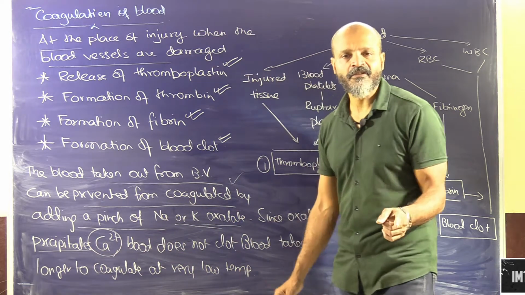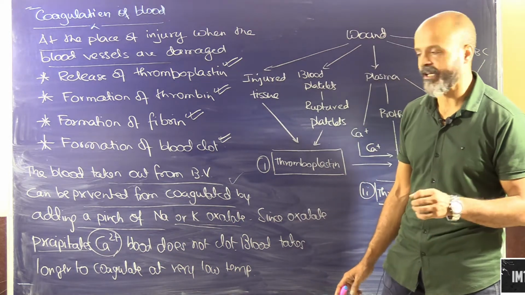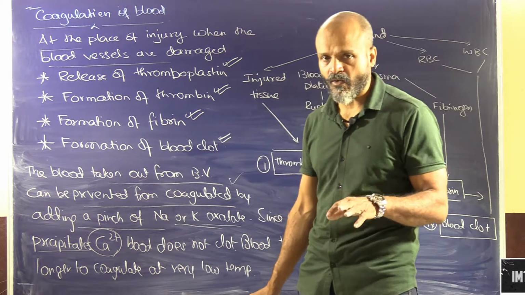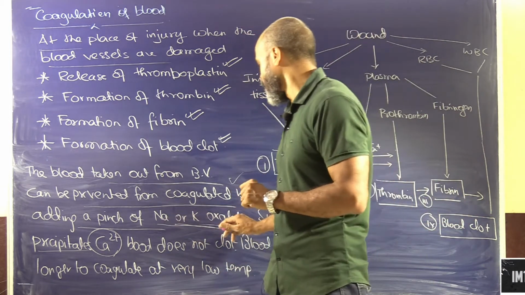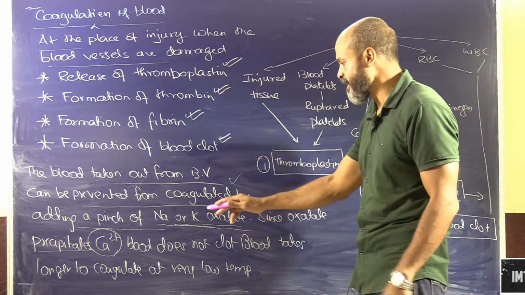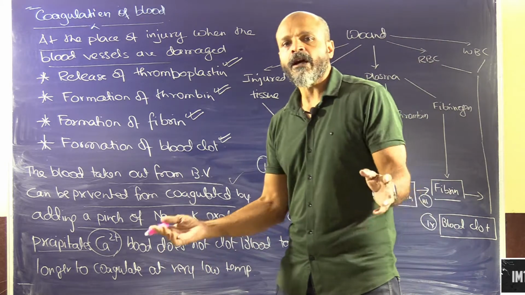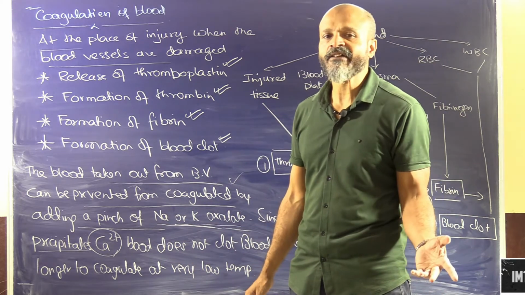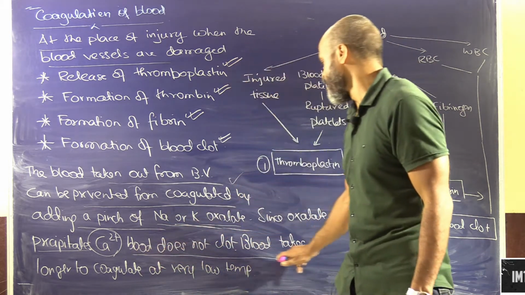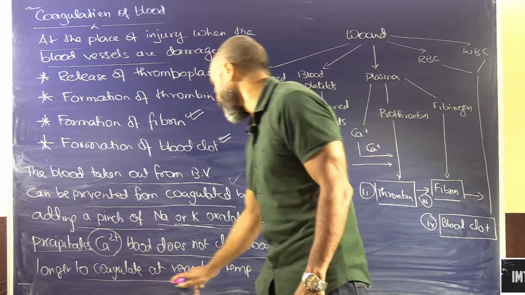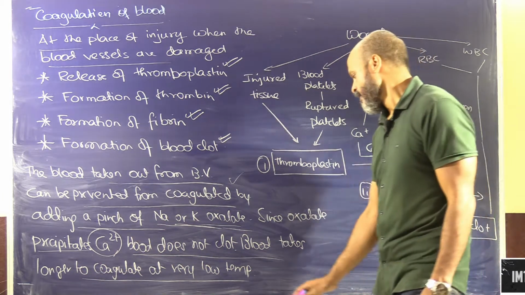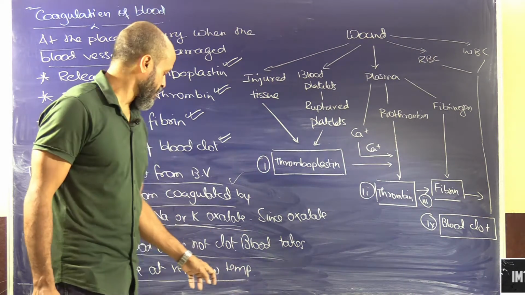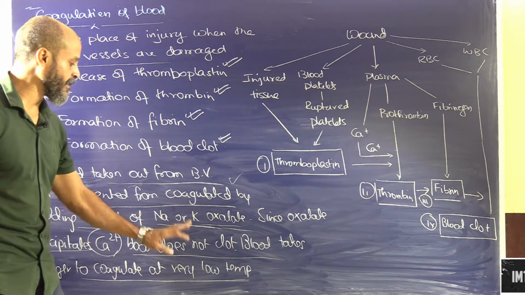Calcium ion plays a very important role. It is factor 4 basically, and plays a very important role in the coagulation of blood. So the sodium or potassium oxalate precipitates calcium ions. So now the blood will not have any effect of calcium ions, so blood does not clot. Also, blood takes longer to coagulate at very low temperatures.